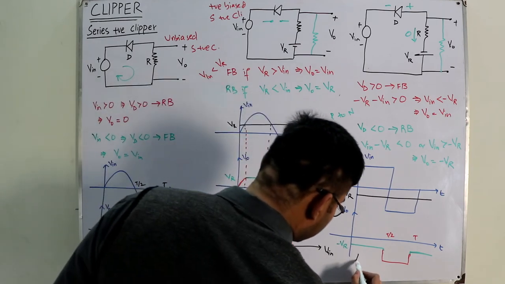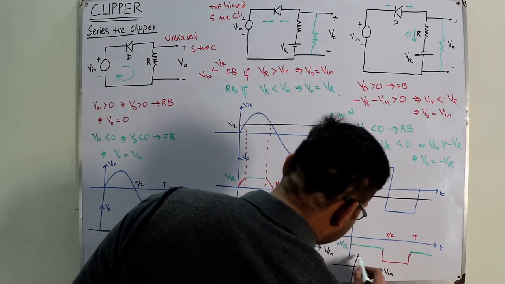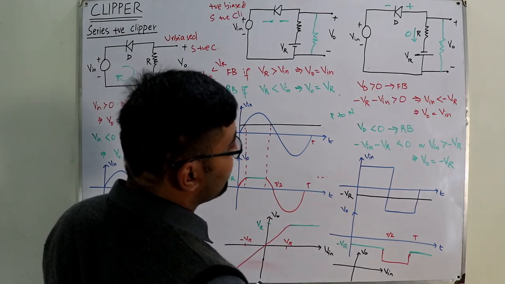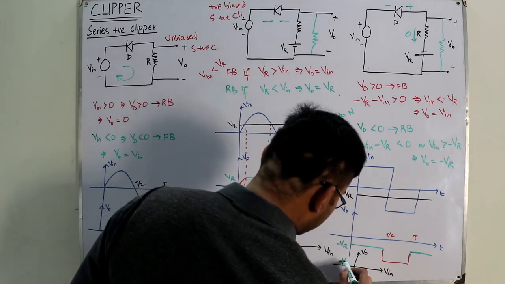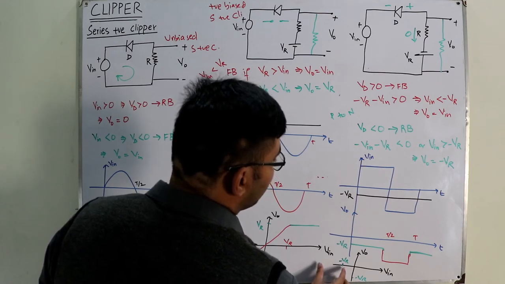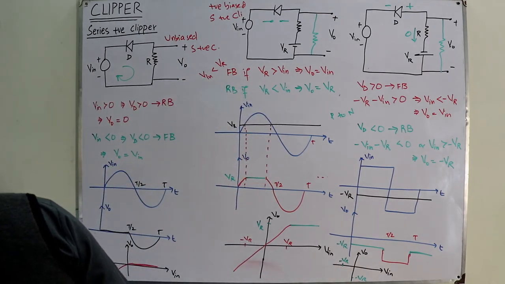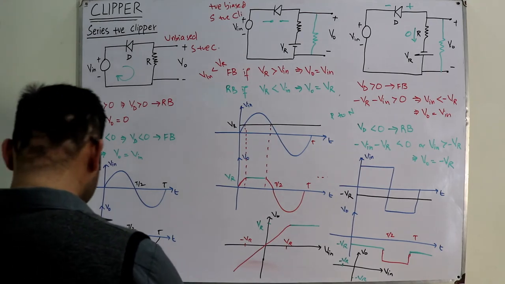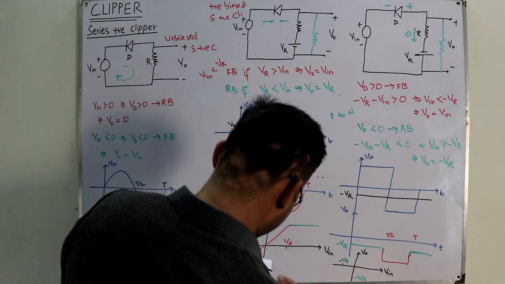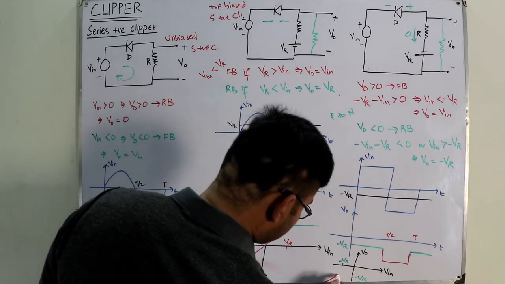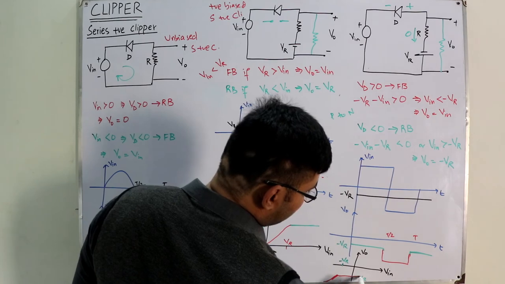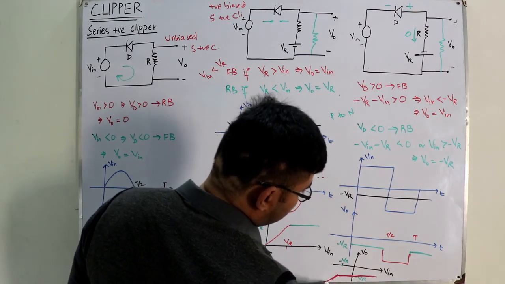And let's say we draw the transfer characteristics. I draw it over here. This is the input voltage, this is the output voltage. Let's say we have a minus of VR somewhere. When the input voltage is less than minus of VR, V output is equal to V input, like this. So draw this graph for yourself. And then when the input voltage is greater than minus of VR, V naught is equal to minus of VR. So this is your final graph.